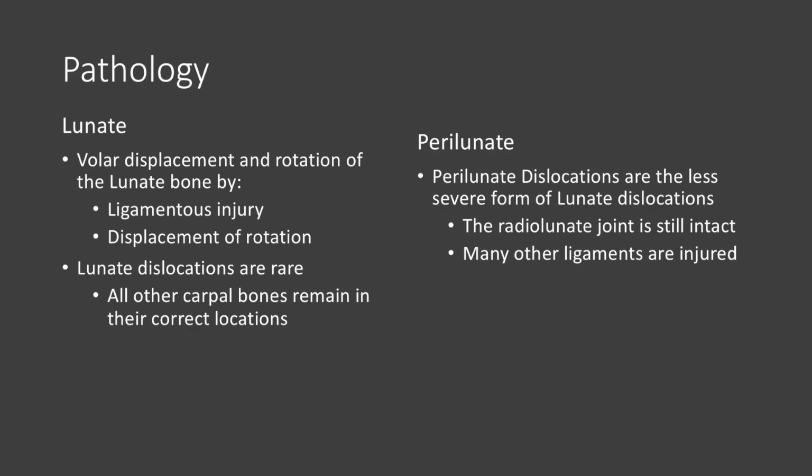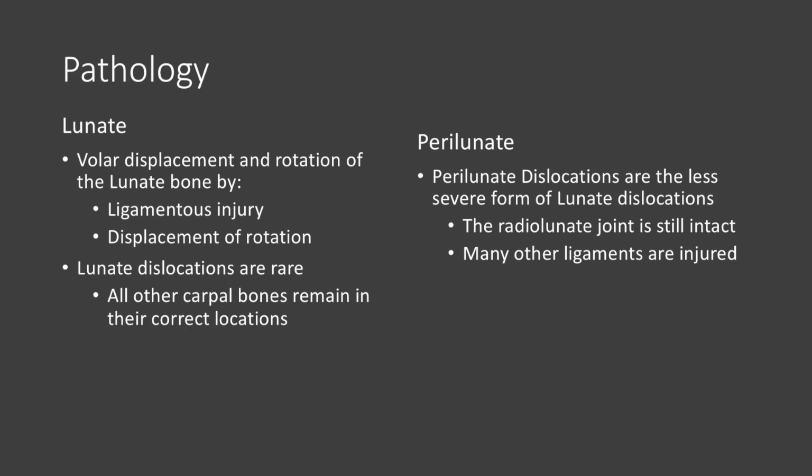Pathology of this injury for the lunate is a volar displacement and rotation of the lunate bone by ligamentous injury. Lunate dislocations are rare. In a lunate dislocation, all other carpal bones remain in their correct anatomical locations.